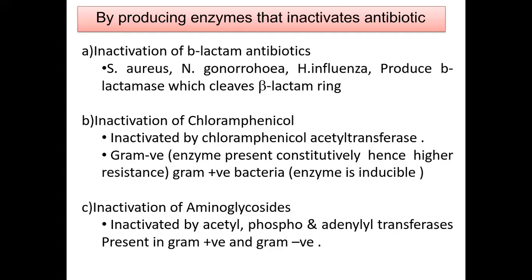Now inactivation of chloramphenicol. What happens? It will be inactivated by chloramphenicol acetyl transferase. It's called the CAT gene, C-A-T, the chloramphenicol acetyl transferase gene. This CAT gene is produced by the bacteria, and it inactivates the chloramphenicol. So your chloramphenicol will not work anymore, especially in gram-negative bacteria. The enzyme is present constitutively, hence higher resistance. So generally you will get higher resistance in gram-negative bacteria whenever you use chloramphenicol. And in gram-positive bacteria, yes, we can induce it easily.